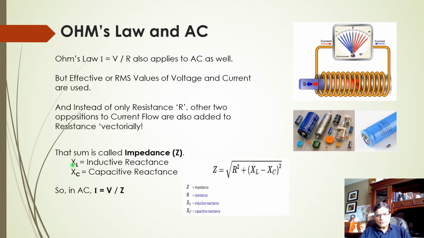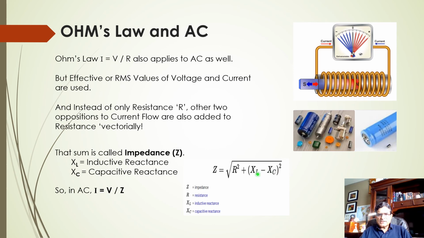X is R actually, but we are not using R because R is only because of the copper wire. So XL is the R because of the inductance of the coil. XC is the R because of the capacitance of the capacitors. And the impedance, or the total resistance, is not simply equal to R plus XL plus XC. No, it is equal to the square root of R square plus the difference of XL and XC, squared.